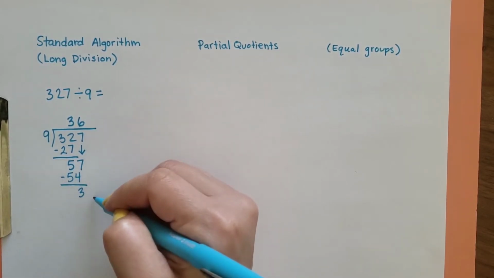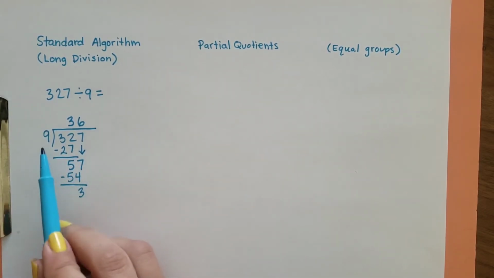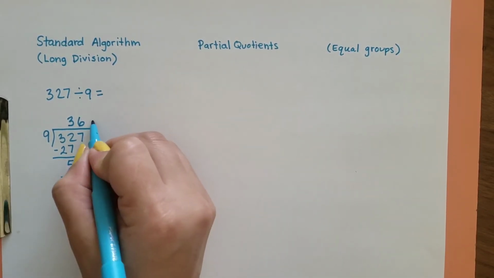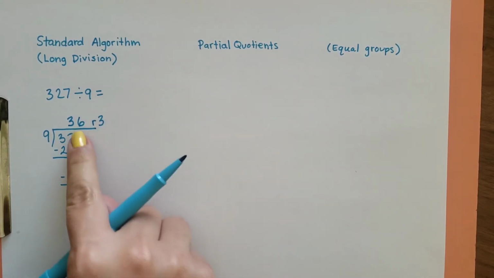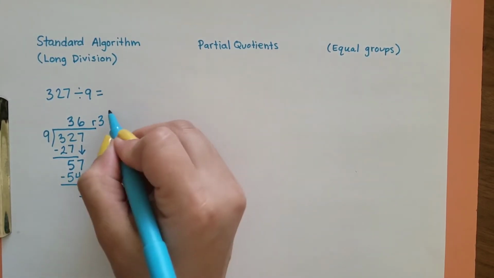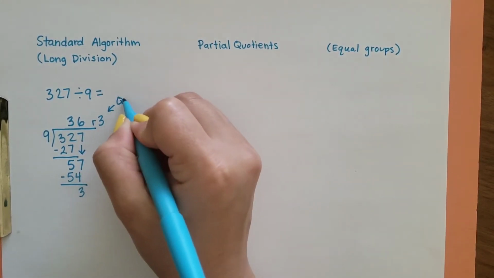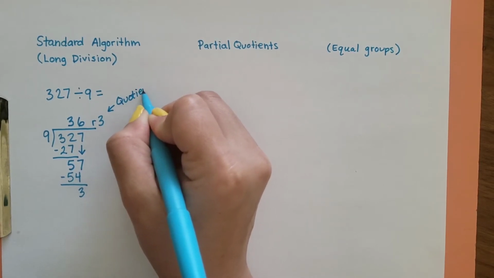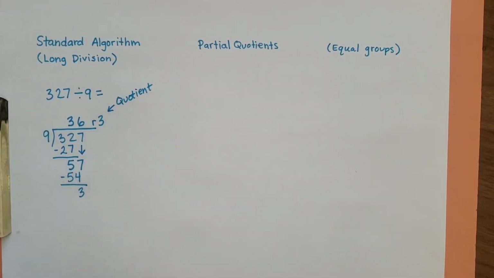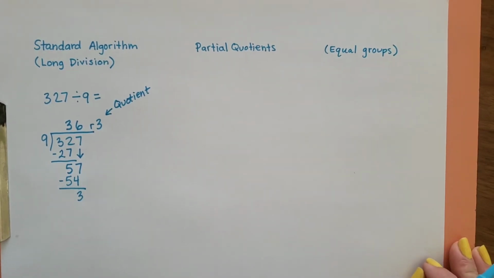There's nothing else to bring down, and I know that I cannot make a group of 9 with 3, so this must be my remainder. So my answer, or my quotient, remember the answer to a division problem is called a quotient, all right, is 36 remainder 3. Let's look at that a different way.